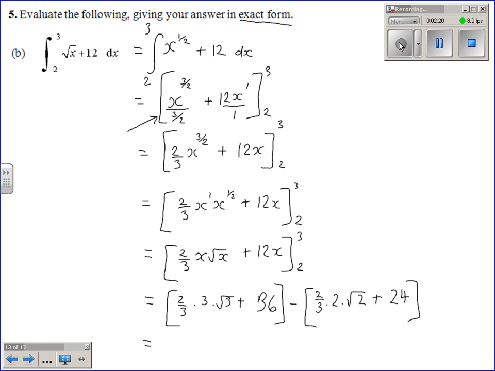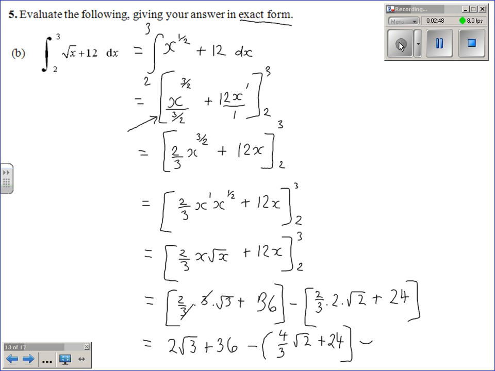So if we carry on down, we've got 2/3 times 3, so these 3s cancel. And then we're left with 2 root 3 plus 36. And then here, I'm going to keep the bracket because we've got a minus sign there. We've got 2/3 times 2, so times the tops and times the bottoms, we've got 4 over 3 root 2 plus 24.